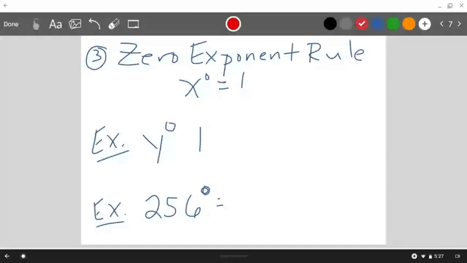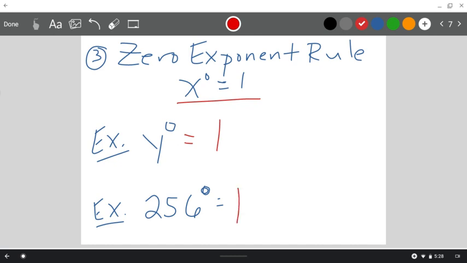The 0 exponent rule. So this is a little bit odd. Anything to the 0 power is equal to 1. The variable itself is gone. There are no exponents. It's just 1. So y to the 0 is equal to 1.